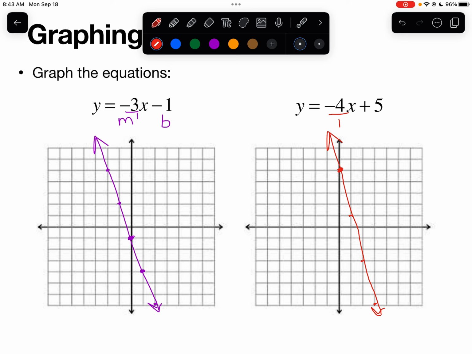Okay. Now, please note that both of these examples have negative slopes. They won't always have negative slopes. We'll see various examples of that throughout this lesson, so I'll leave it at that for now. This is how we graph that slope-intercept equation, y equals mx plus b.